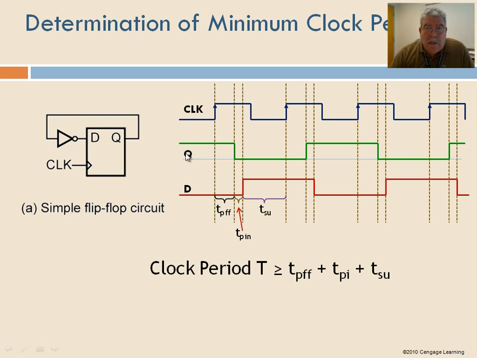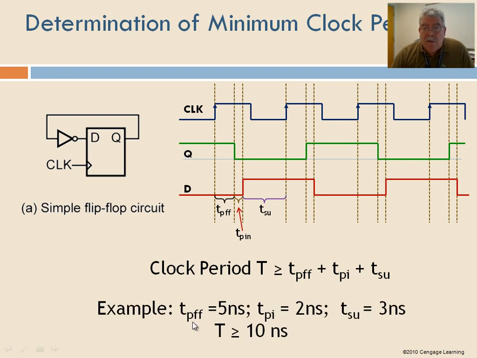All right, so this is the example of the book in which the propagation time of the flip-flop is 5 nanoseconds, the propagation time of the inverter is 2 nanoseconds, and the setup time of the flip-flop is 3 nanoseconds. If we add these three values together, the minimum period required for this particular circuit will be 10 nanoseconds.